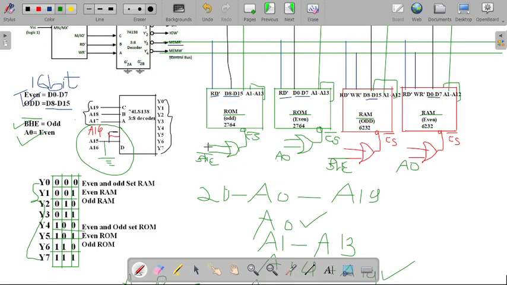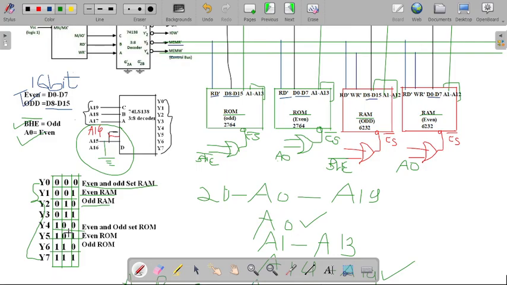So now check here, one input is required for our chip select signal. One is already used as per the even and odd memory bank, that is the bus high enable signal is connected to the odd memory bank, and the A0 signal is connected to the even memory bank. Now check here, as in the truth table, there are Y0 to Y7 outputs. If it is 0, 0, 0, then the even and odd set of RAM will be used. If it is 0, 0, 1, then even RAM will be used. If it is 0, 1, 0, then odd RAM will be used.